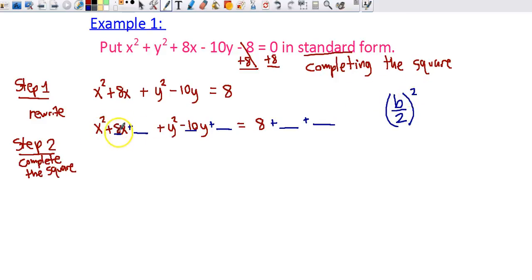So 8 divided by 2 is going to be 4. We're going to square that. Negative 10 divided by 2 is negative 5, but we're going to square that. Now, what happens when you square a number? It's always a positive. So 4 squared, let me rewrite this.